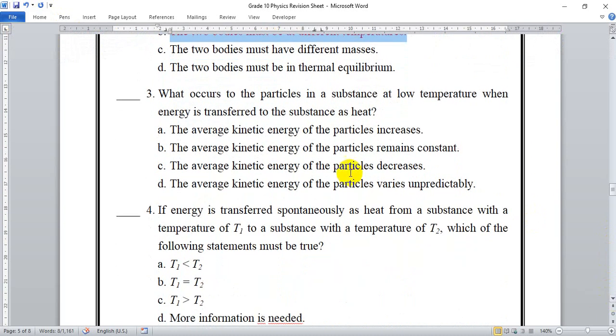Number 3. What occurs to particles in a substance at low temperature when energy is transferred to the substance as heat? The average kinetic energy of the particles increases. The average kinetic energy of the particles remains constant. The average kinetic energy of the particles decreases. The average kinetic energy of the particles varies unpredictably. Which choice is the correct one? At low temperature, when heat is transferred to it, the average kinetic energy of the particles will increase.